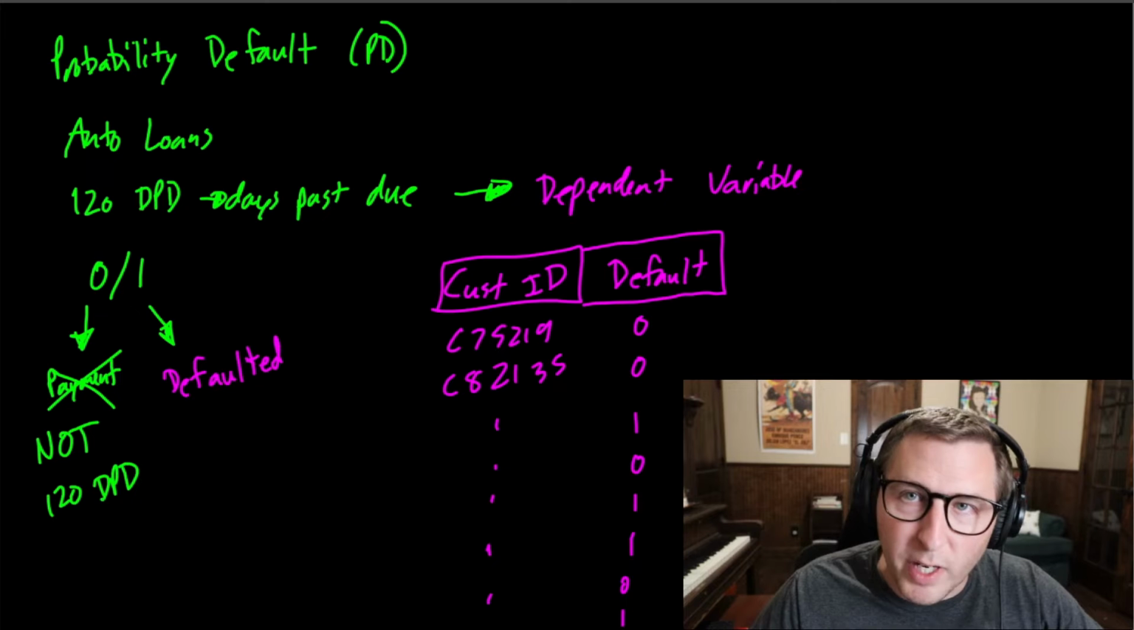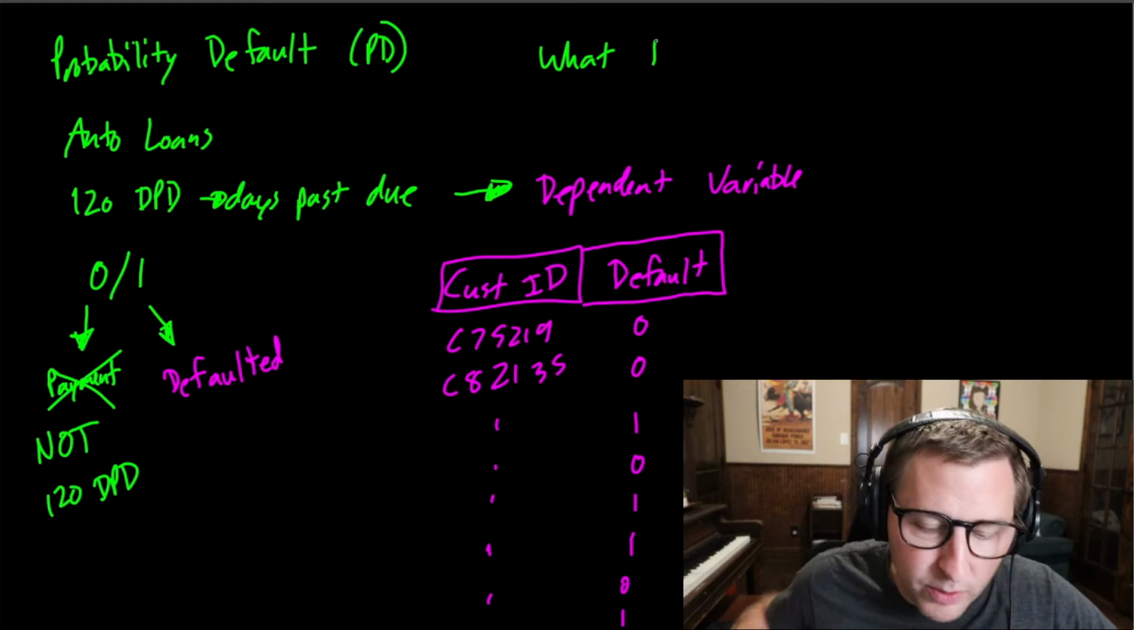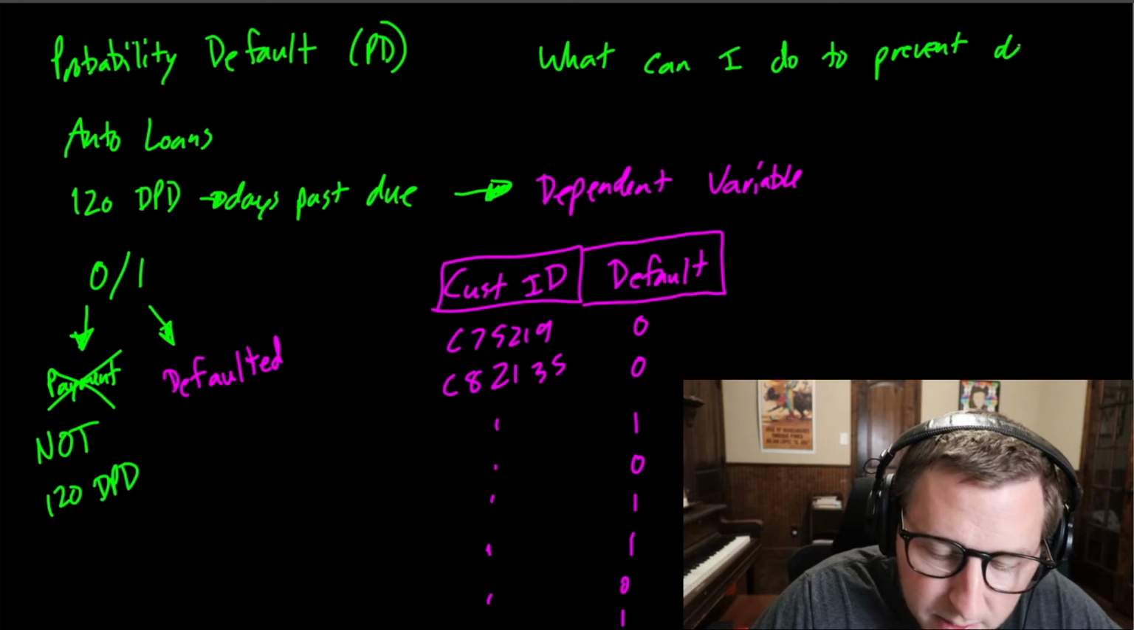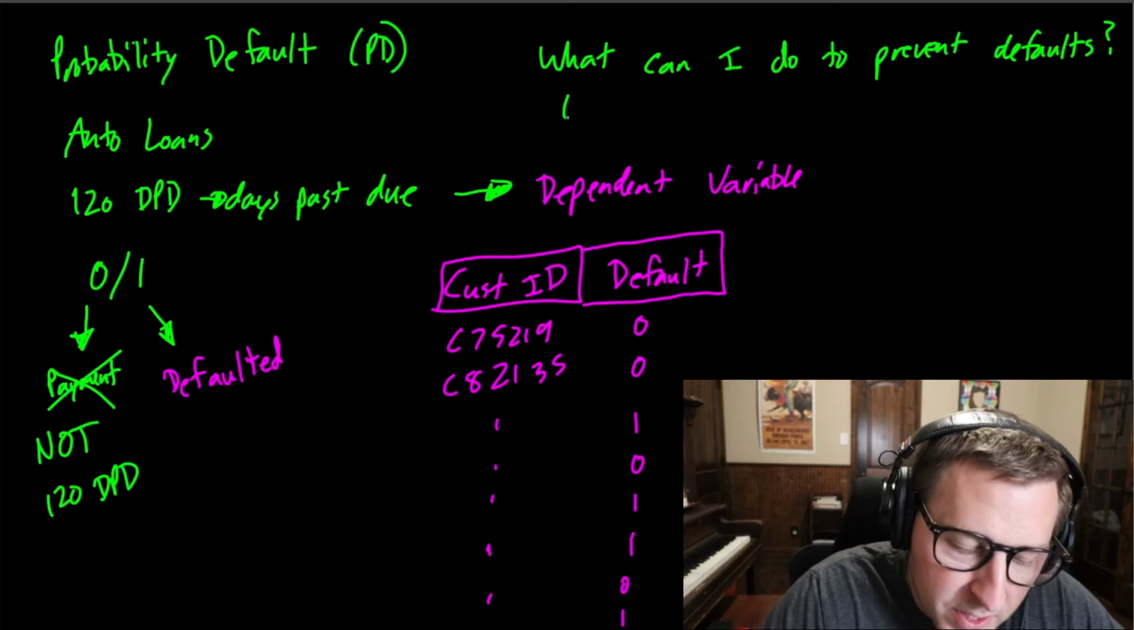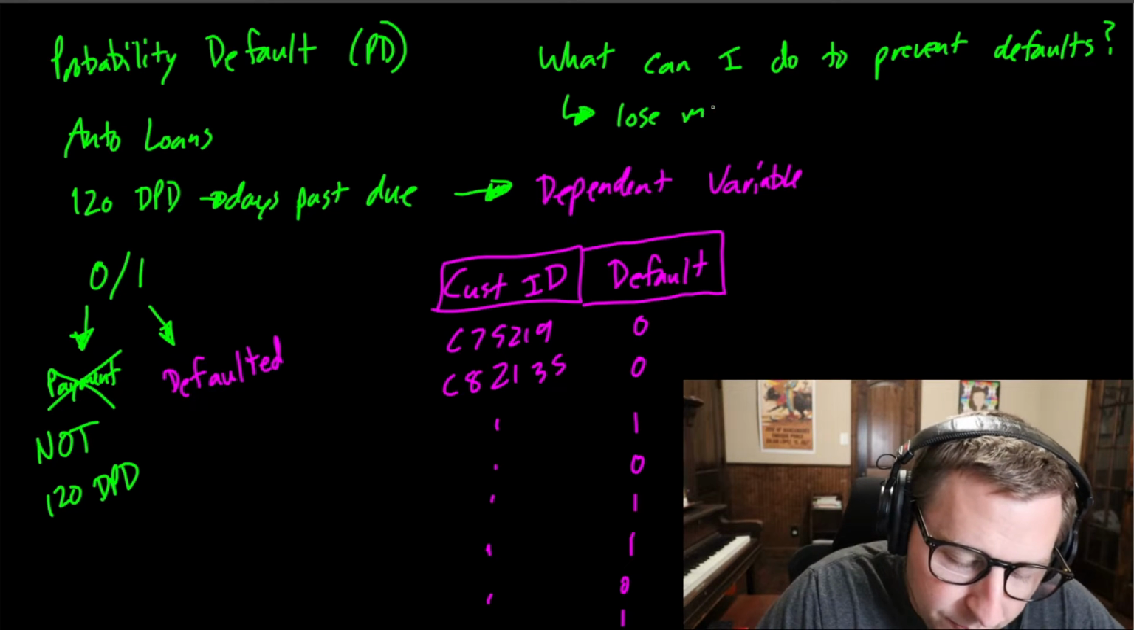Now, when you're a business, you don't care about any of this. The question typically is, what can I do to prevent defaults? From a business standpoint, we don't want customers to default because we lose money.